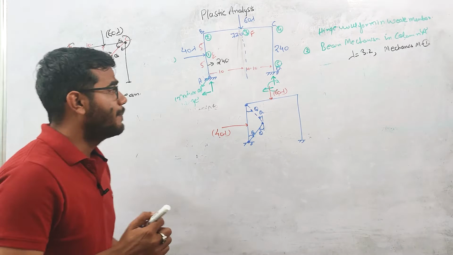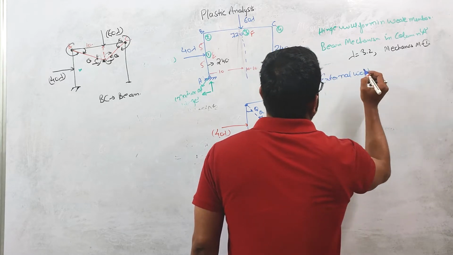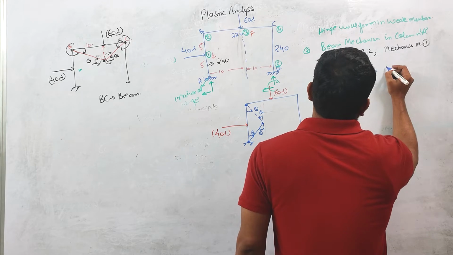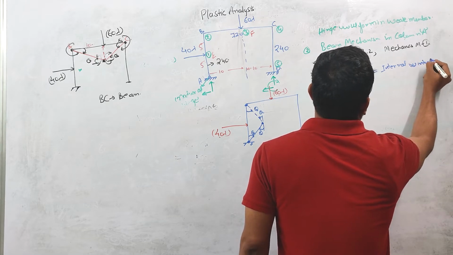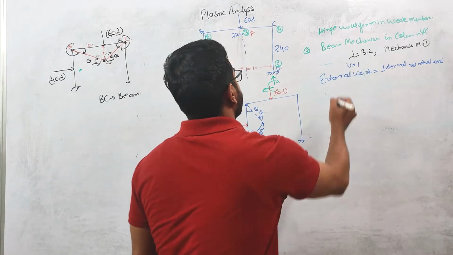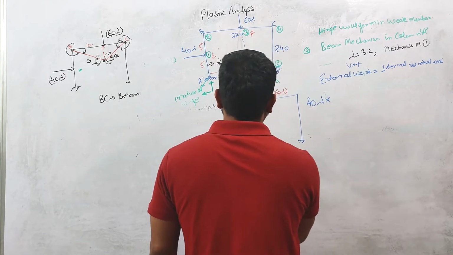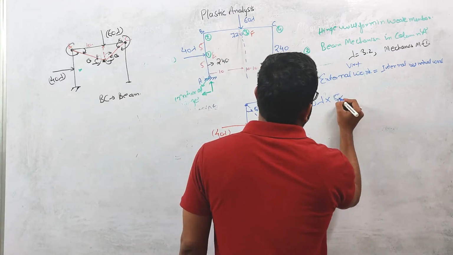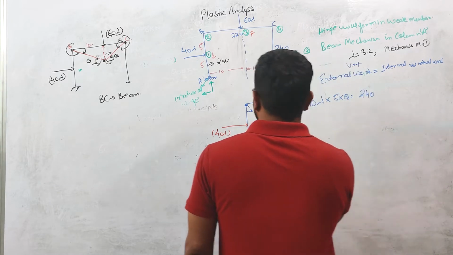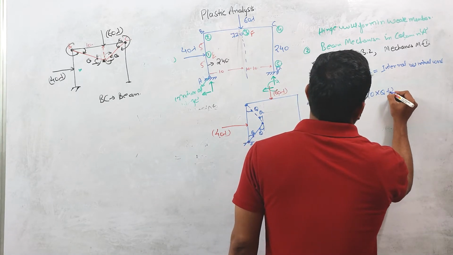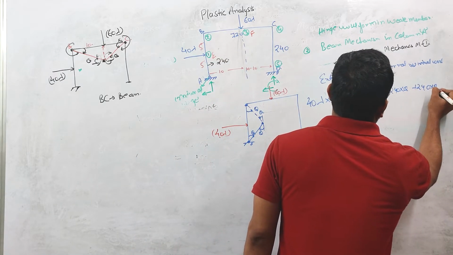So if you apply the principle of virtual work, in which external work done is equal to internal virtual work done, I can write the external work done. External virtual work done is 40 lambda into this distance, which is 5, so 5 into theta. This will be equal to Mp, or you can say 240 into theta at this E point, plus 240 into theta for this B point.